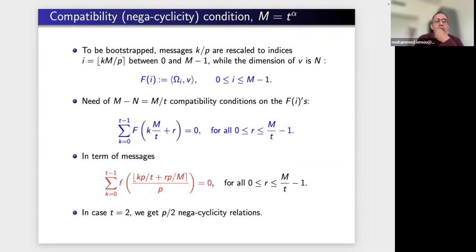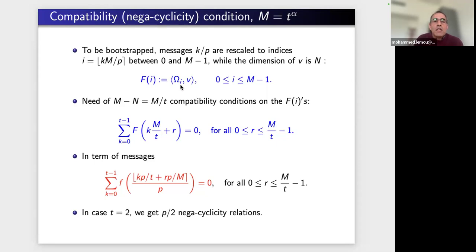Now, what about the negacyclicity condition? I don't know if I have enough time to explain, but the negacyclicity condition is just to write where it comes from. In fact, if you define omega_i, the encoding of the message, as i is the km over p, or its rounding, and you define f(i) equal to omega_i by v, you see that this system is not a square system. The v has n coefficients, because v is modulo phi_m, but the index i is between 0 and m minus 1.